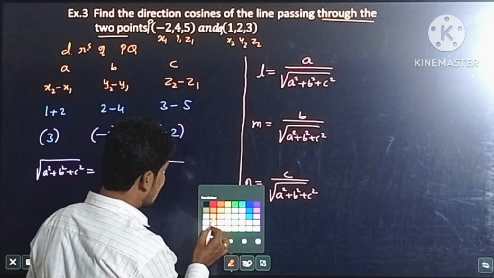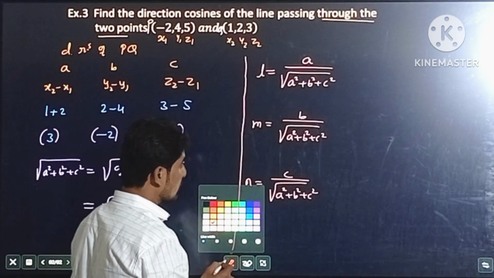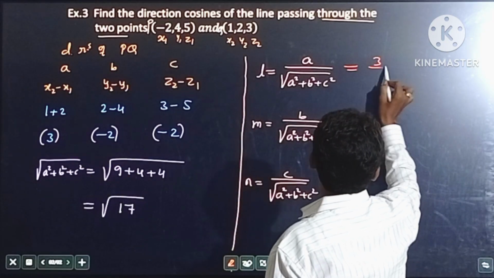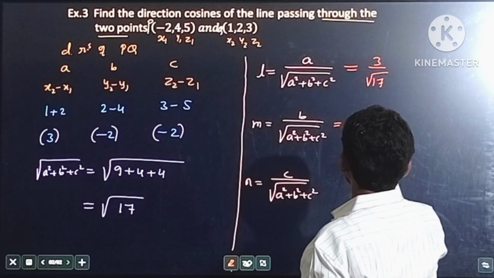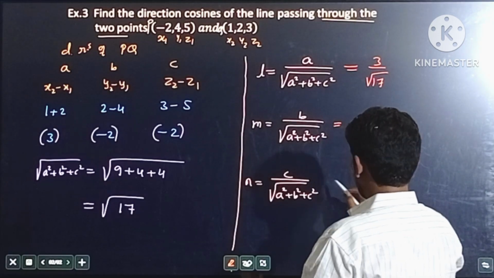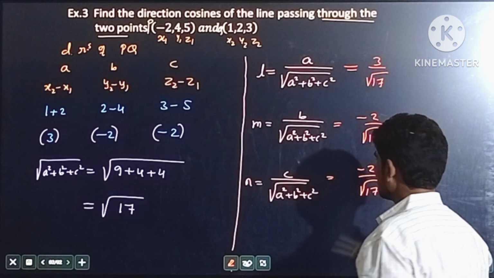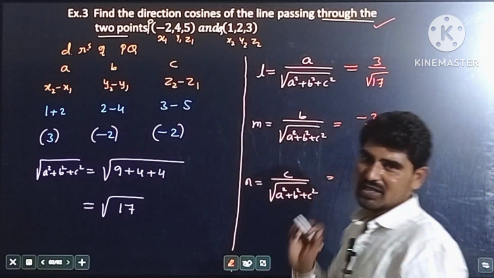Hence, the value of L is equal to A, 3 divided by root 17, and the value of B, minus 2 divided by root 17, and the value of C, minus 2 divided by root 17, are the required direction cosines of the given line segment PQ.